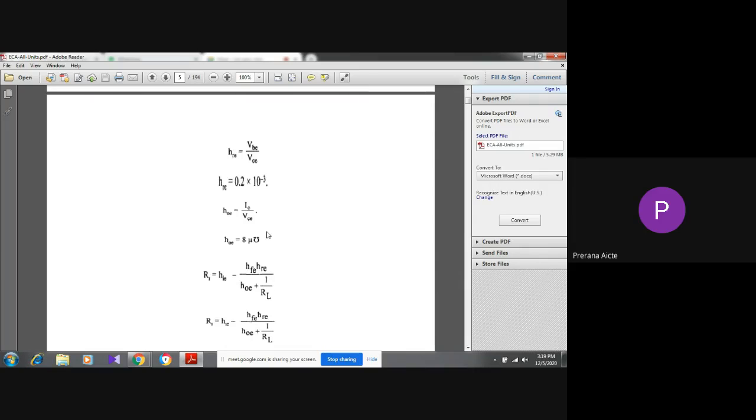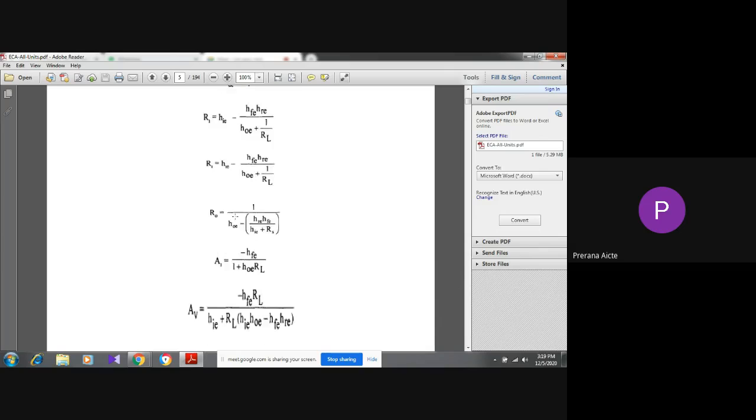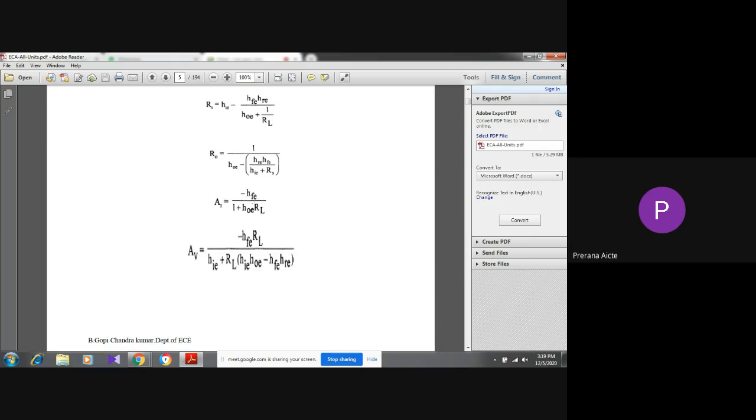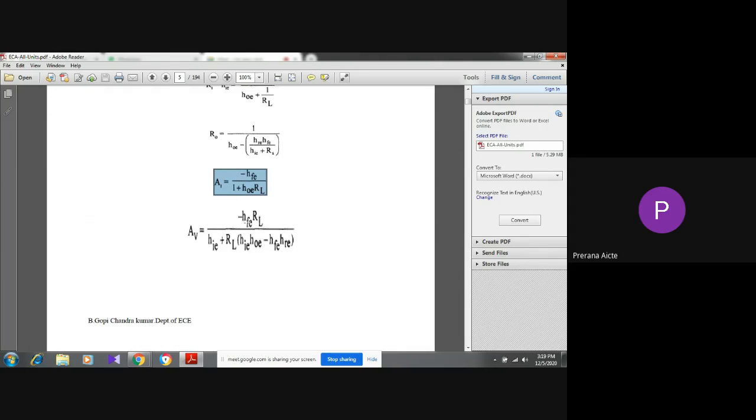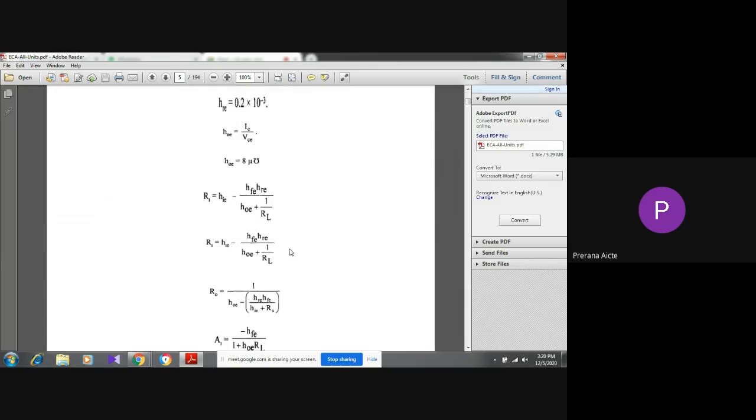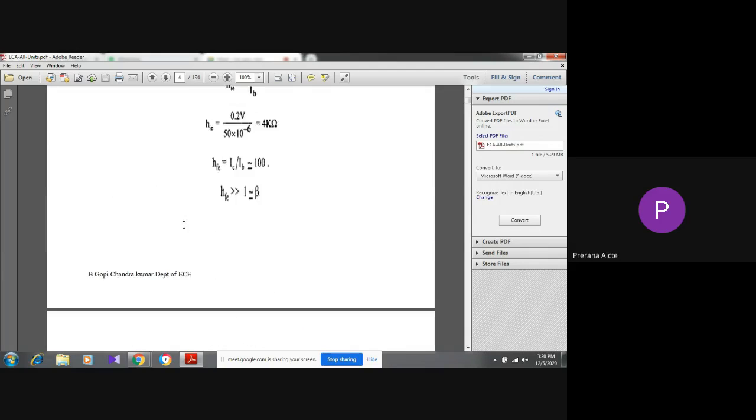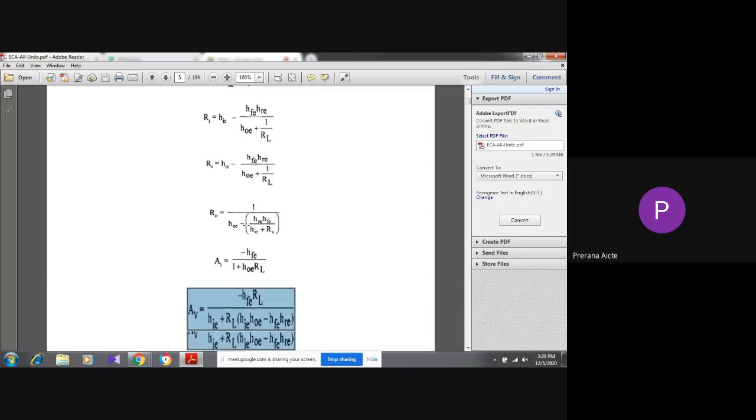And the input resistance formula. Next, some important expressions: the voltage gain expression and the current gain expression. AI is equal to minus HFE by 1 plus HOE into RL. This is the current gain expression in a common emitter amplifier in the exact model. Next, this is the voltage gain expression: minus HFE into RL by HIE plus RL into (HIE HOE minus HFE HRE). So this is about the common emitter amplifier, and these are all the common emitter amplifier formulas.